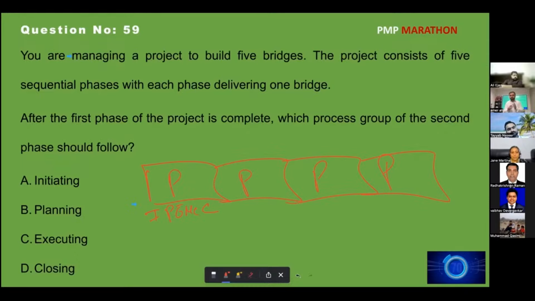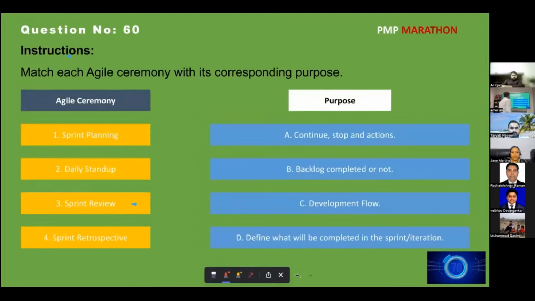So once it is completed, every phase will have initiation. Every phase will have initiation. A good question, a very good question. Okay, so the Agile summary is sprint planning, daily stand-up, flow, sprint review, retrospective. This is a good question. We did not get such a type of question.